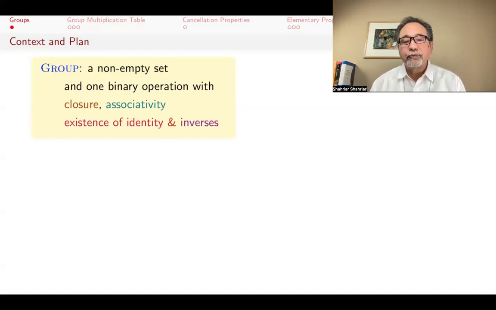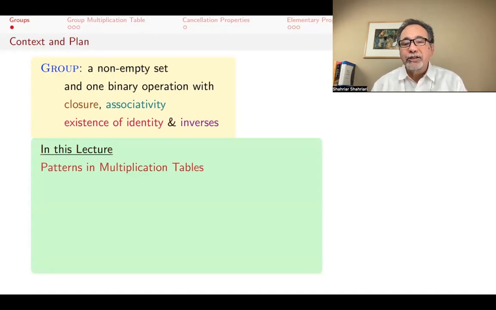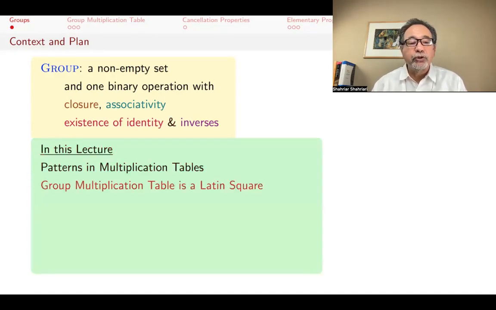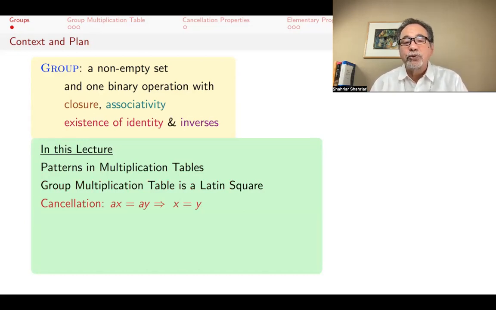I've had other videos where we have gone through the definition of a group and many examples. In this lecture, we will look at some patterns in the multiplication table. We will notice that the group multiplication table is a Latin square. That means that there are no repeats in any row or any column. And that is the same as saying that we have a cancellation law, that if you have ax equals ay, we can cancel the a's on the left or on the right.